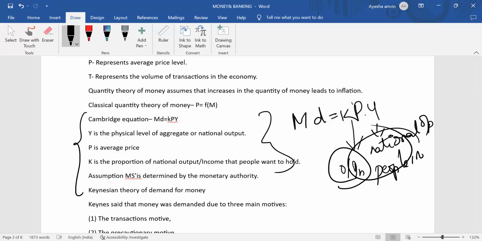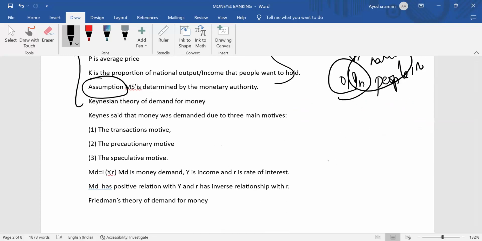Now, when we talk about this, there are a few assumptions that have to be taken into consideration. And just now I told you about the Keynesian theory of demand for money. To know this Keynesian demand for money, first we'll look into who Keynes was and what theory he brought. Okay, so we'll look into the Keynesian theory model.